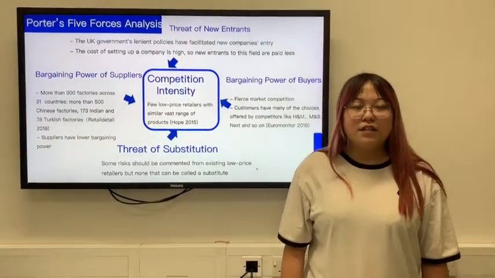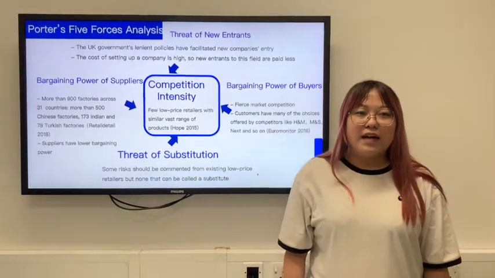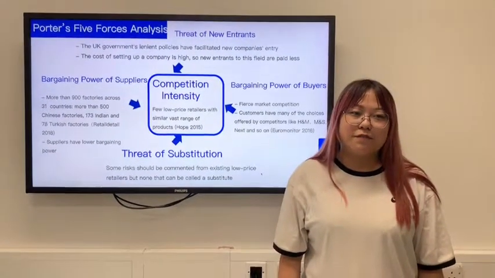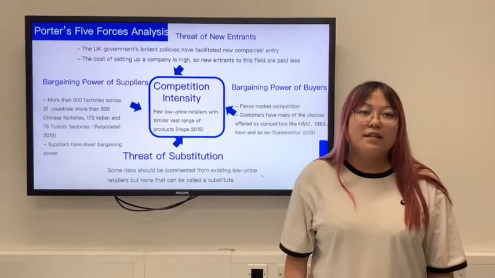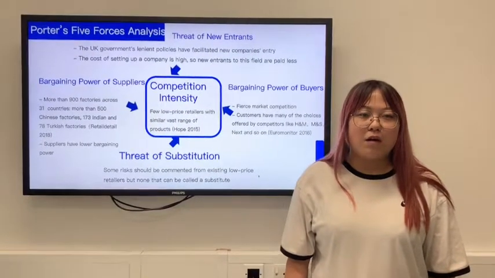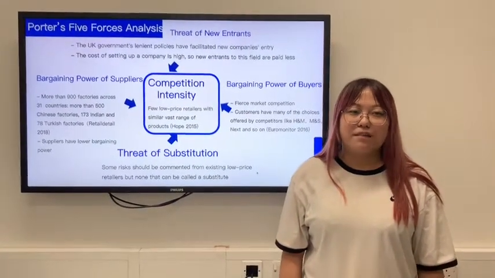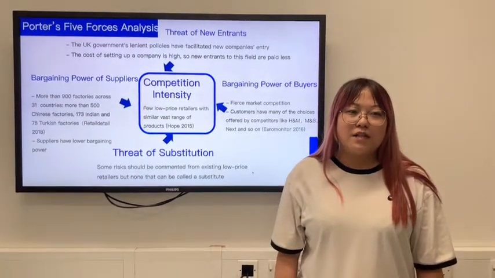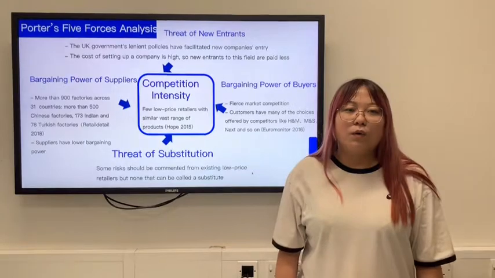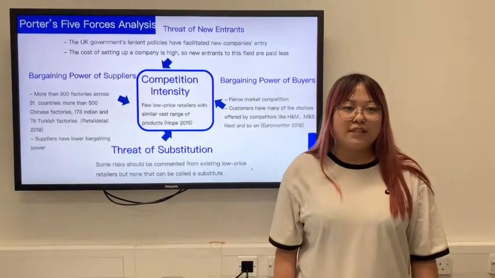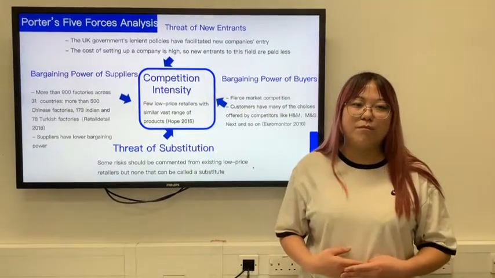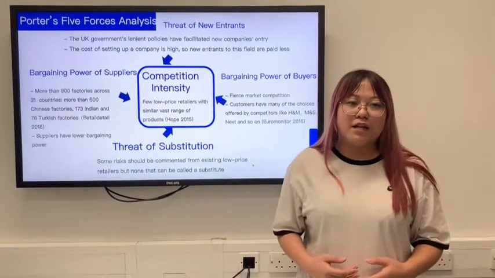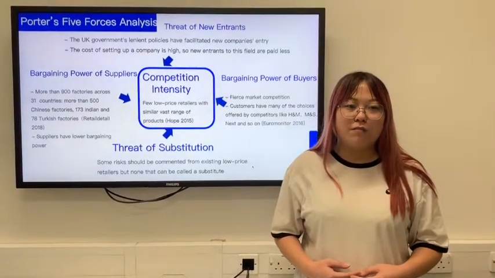For the competition intensity, the UK retailing industry comprises very many retailers. This implies that PRIMARK operates in a very competitive business environment. Additionally, competitors like Next and Gap, who have fully exploited the clothing demand of young people, pose a major threat of driving the company out of the market.